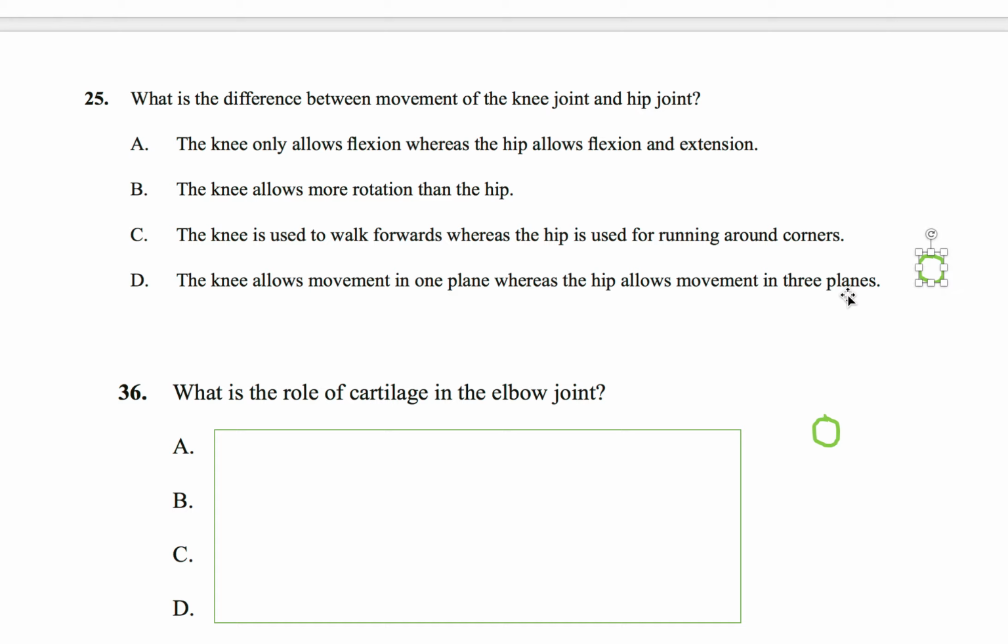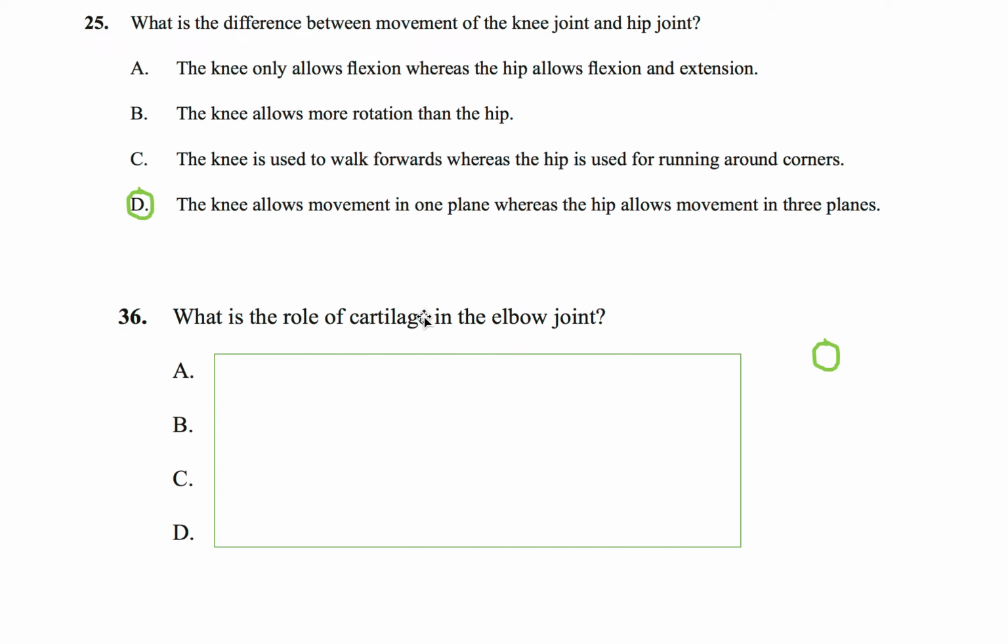So that's true. Your hip can move forward and backward, so that's 1 plane, side to side, that's 2 planes, and it can even move in circles. So you can rotate your hip in a circle. You can sit there and try and move your leg in a circle. That's possible, right? So this means your hip can move in 3 planes. So your hip has much more flexibility, much more movements than your knee. So that's why D would be correct.